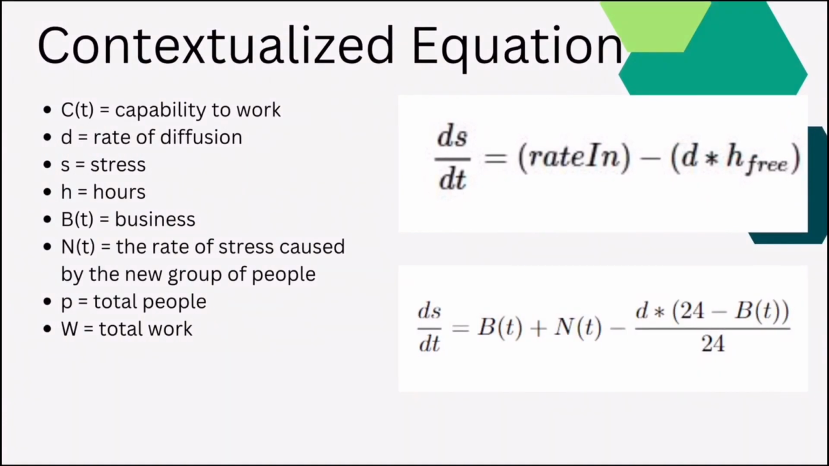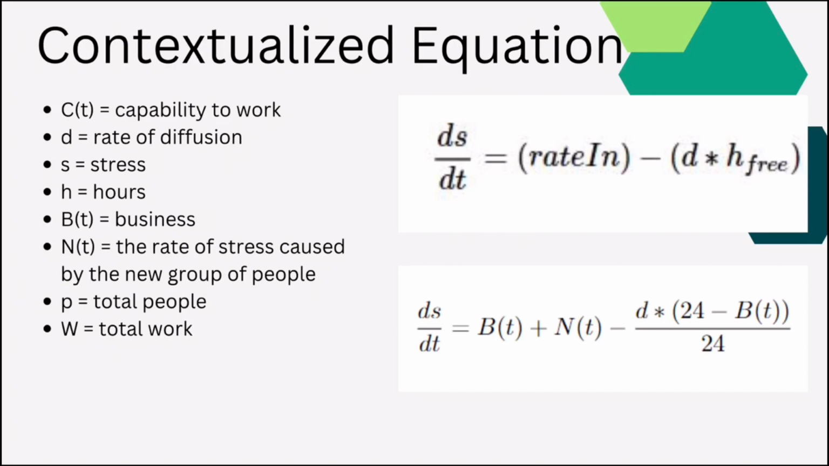In order to contextualize the equation, we first started by determining the rate out. The rate of diffusion, some constant, multiplied by the amount of hours that the astronauts were not working, would equal the rate at which the astronauts are getting less stressed. The hours of free time, of course, would depend on how much work they were doing. In order to take this into account, we created a function for busyness, or the amount of work per hour that needed to get done. We subtracted the hours of work from hours in a day and divided by hours in a day in order to get the stress at that moment.